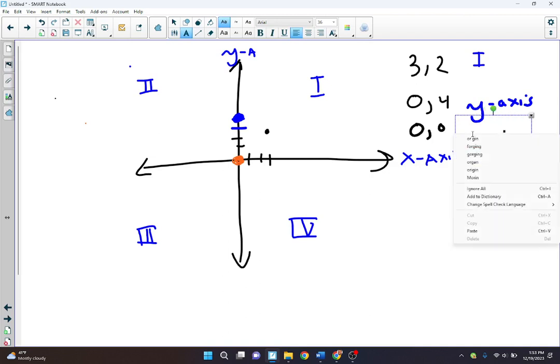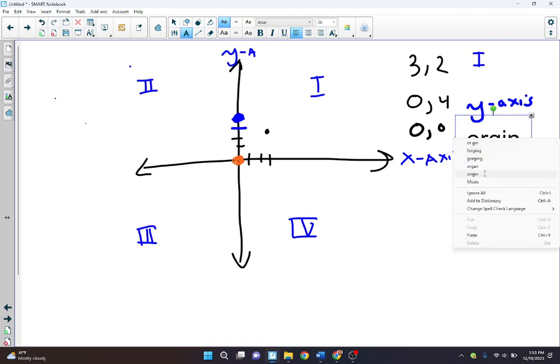Yeah, origin. Why is that taking so long? Look at that. Oh, I need another I. That's why. Origin. Yeah. So 0, 0 is the origin. So don't forget that, okay? That's not y-axis and x-axis. This is origin.